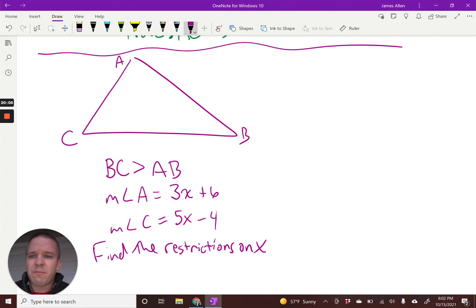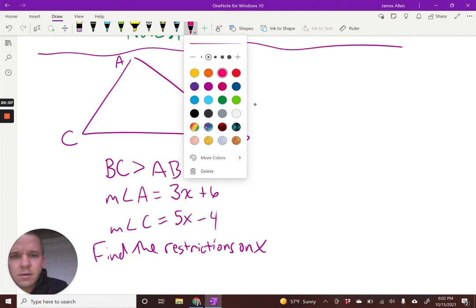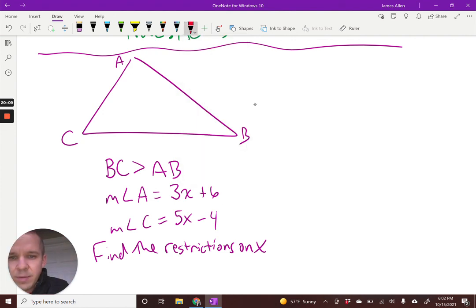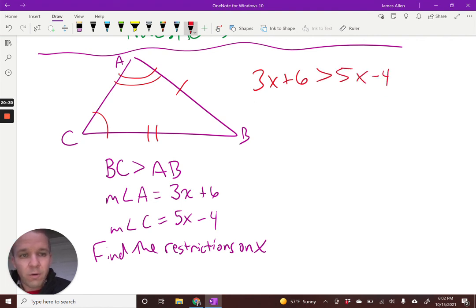All righty, last one. So we have BC is larger than AB. Well, that would mean that angle A is my larger angle compared to angle C. Okay. So now I can set up an inequality with these two measures. So I would have 3x plus 6 is greater than 5x minus 4. And when I solve this, I add 4, I get 10 over here. I subtract 3x, I get 2x.